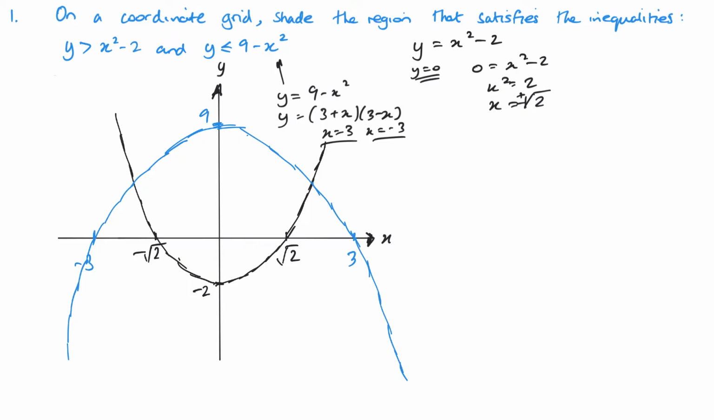Now you want the region that is greater than the graph I've got in black, but less than the graph I've got in blue. So that region is going to be this region here. It's that region that is in between the two. So hopefully when you did yours, obviously more accurately, you got the same region.